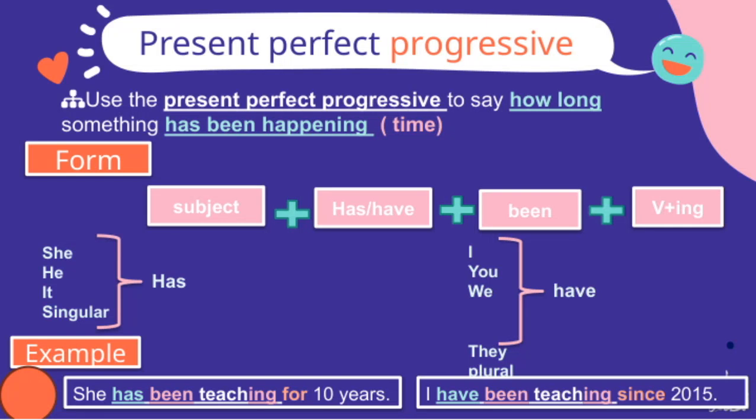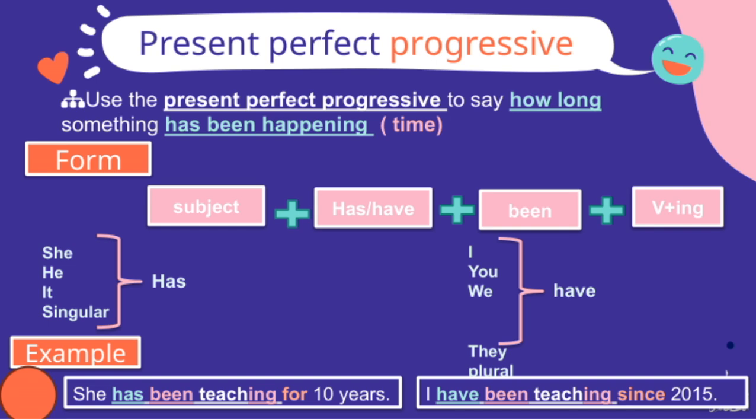Today, I want to talk about how we use the present perfect progressive tense to express the duration of an ongoing action. For example, when I say, "I have been teaching since 2015," I'm emphasizing how long I've been teaching. Notice how we use have with I and you, and has with she, he, or it. This tense combines the present perfect with the continuous form, so we add been and the ing form of the verb. For instance, have been teaching or has been teaching. It's a great way to highlight the ongoing nature of an activity over a period of time.